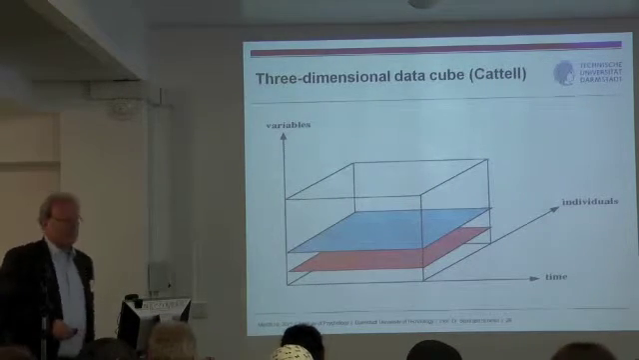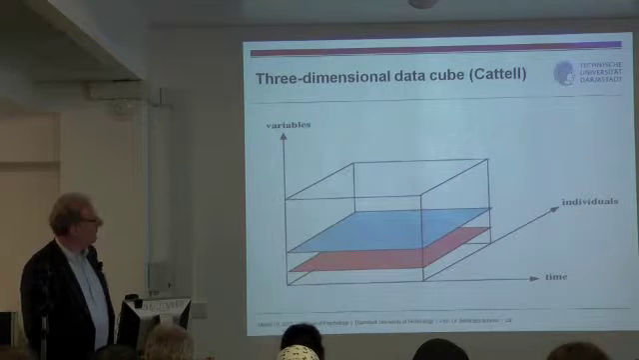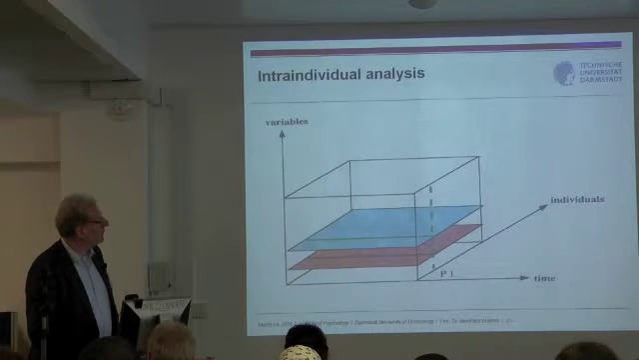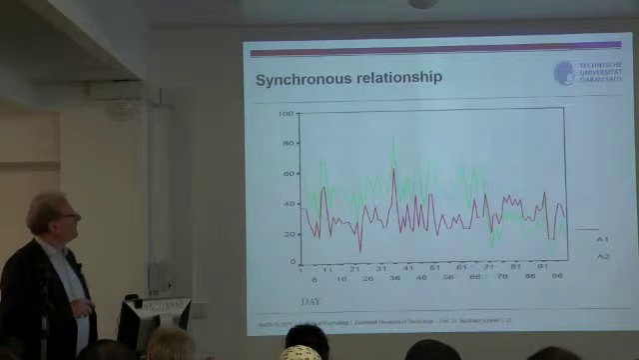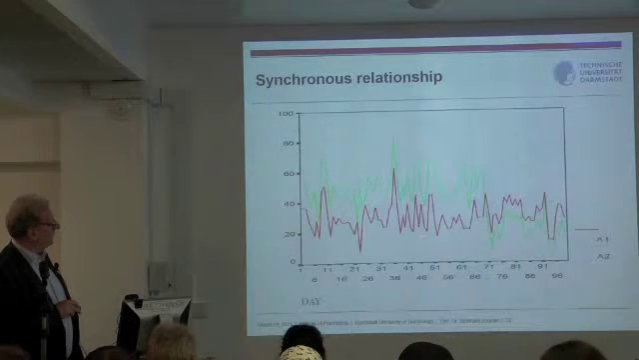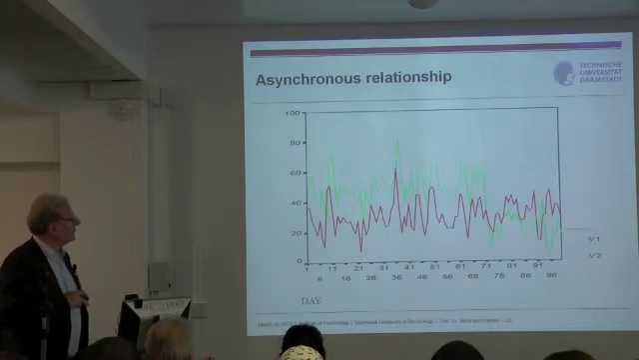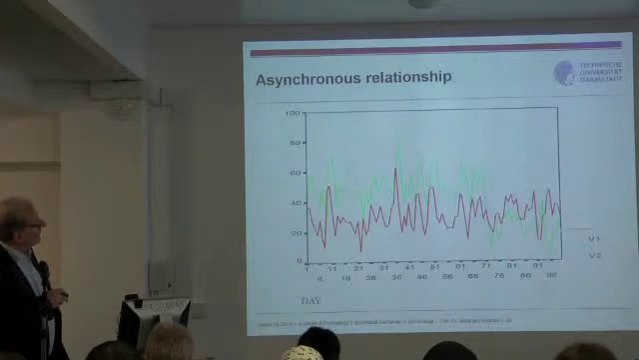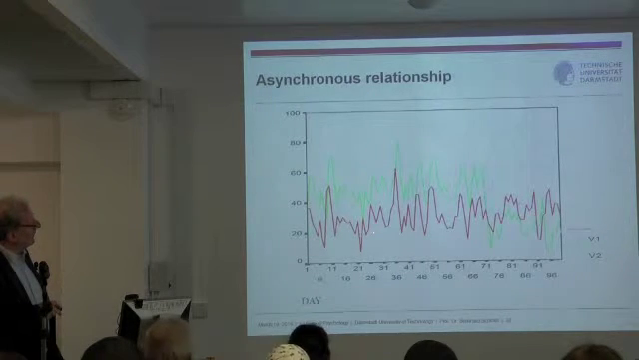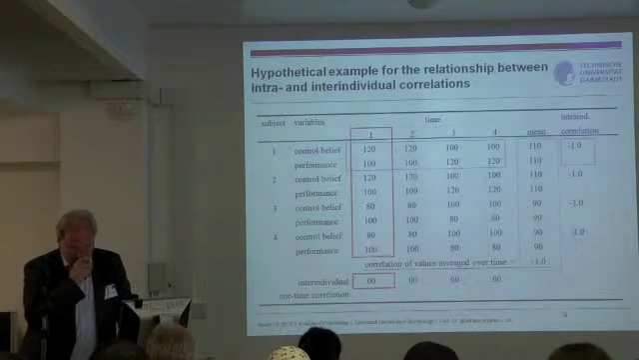Aggregating: you have seen this picture already 2 times, it's the 3rd time, so I can make it short. Cattell's data cube, inter-individual and intra-individual analysis. Here you see a synchronous relationship between 2 variables at the same point in time. And here you see an asynchronous relationship, if the red line has its high values and also its low values just before the green line. That's an asynchronous relationship.